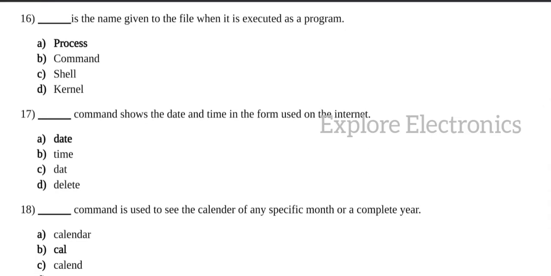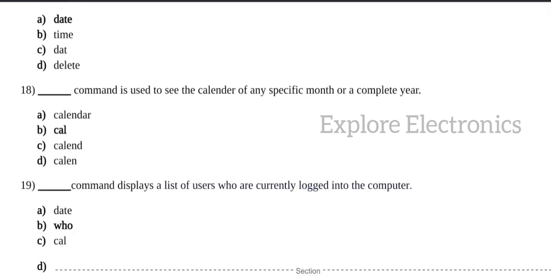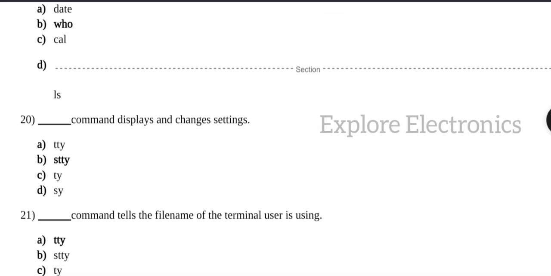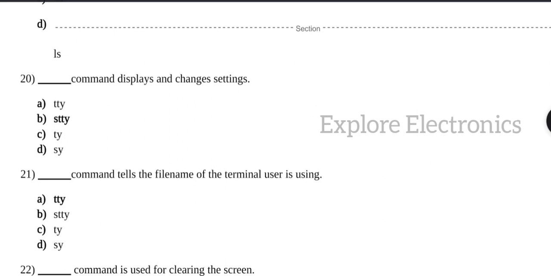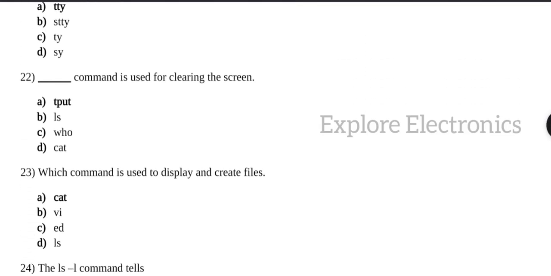Which command shows the date and time in the form used on the internet? date. Which command is used to see the calendar of a specific month or a complete year? cal. Which command displays the list of users who are currently logged into the computer? who. Which command changes terminal settings? stty. Which command tells the file name of the terminal the user is using? tty. Which command is used for clearing the screen? tput.